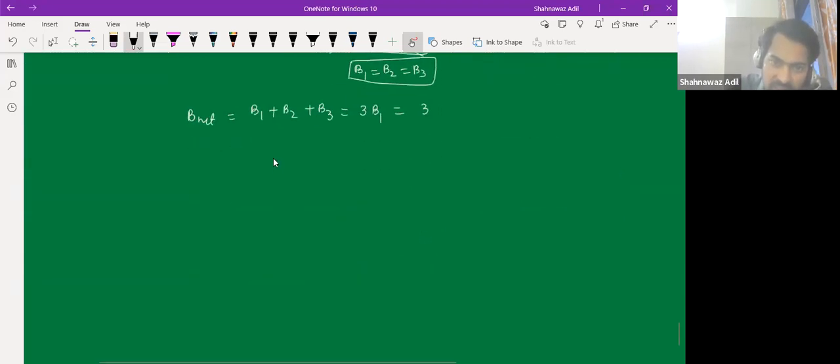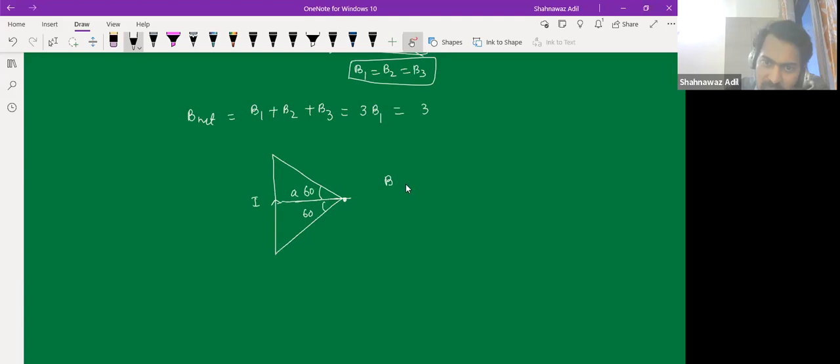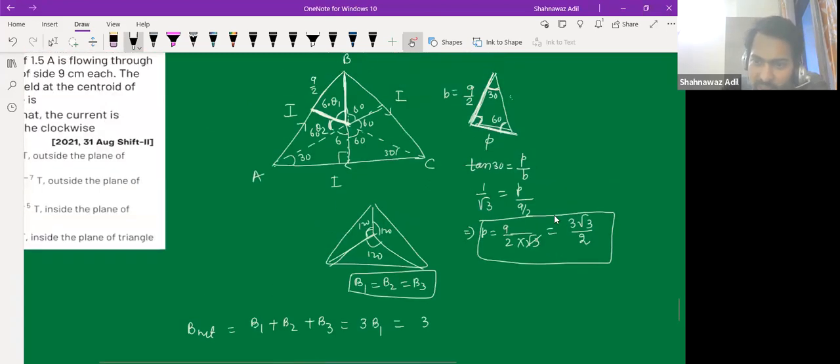So B1 would be how much? Let us draw this thing. We have a finite wire. The current is I, and this is 60, this is 60. This distance is, let's say, A. So B1 would be mu naught I by 4 pi A, times sine 60 plus sine 60. So this is mu naught I by 4 pi A, and A is 3 root 3 by 2.